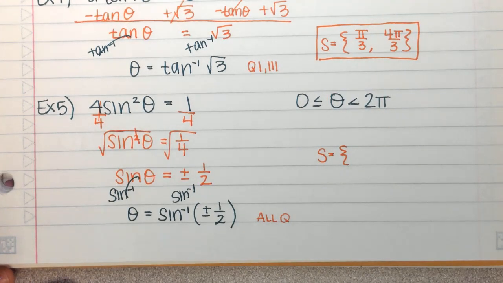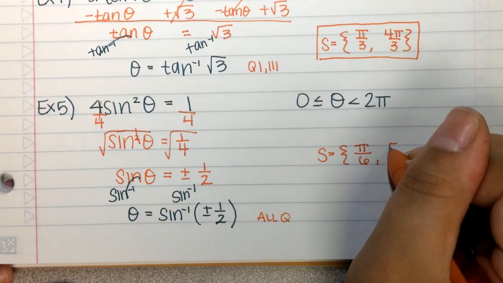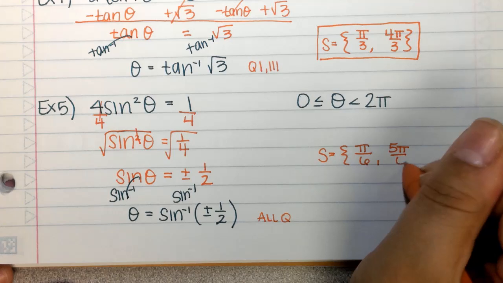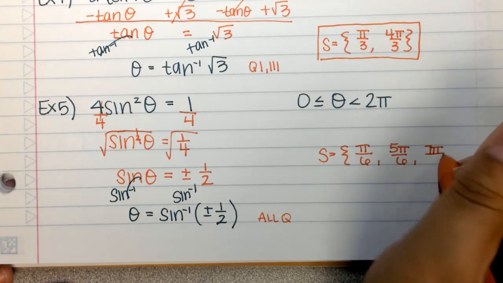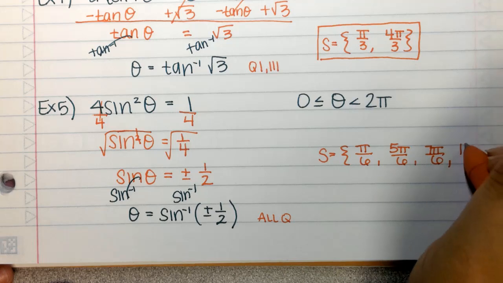Where is sine 1/2 and negative 1/2? All the pi over 6's. And 11 pi over 6.